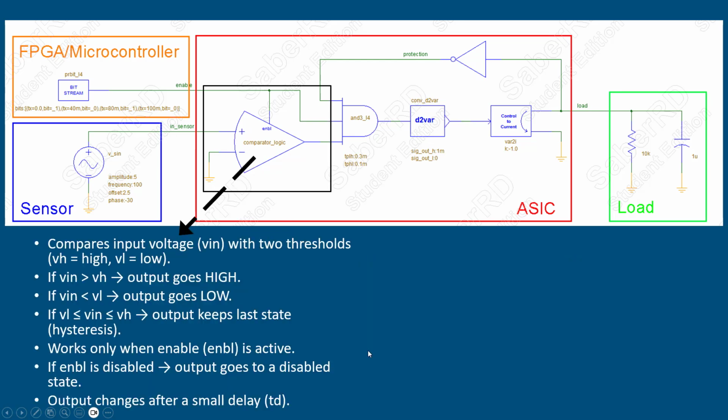Now I will show you how we can model a comparator logic with Saber. How does comparator logic work? If Vin is greater than VH, the output goes high. You can see the description of our comparator logic here. I want to model this comparator logic with an HDL language.